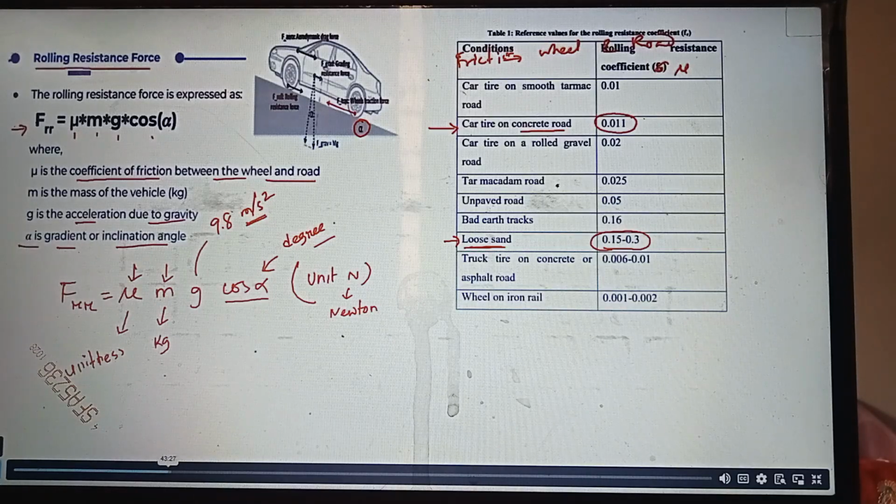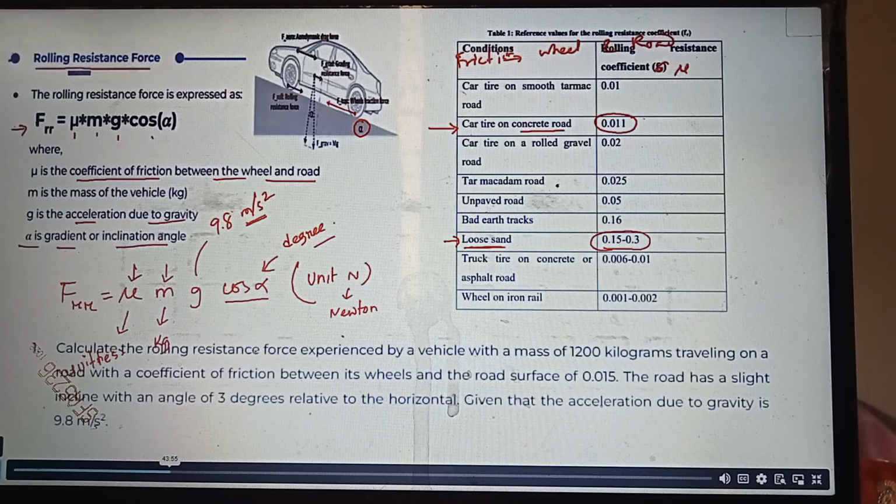I hope this point is clear. Please take a note. We are going to solve a problem. So mu mg cos alpha. Simple. I'll pause for 10-15 seconds so that you can take a note of it. Alright, I believe it is done. So let's solve a problem.